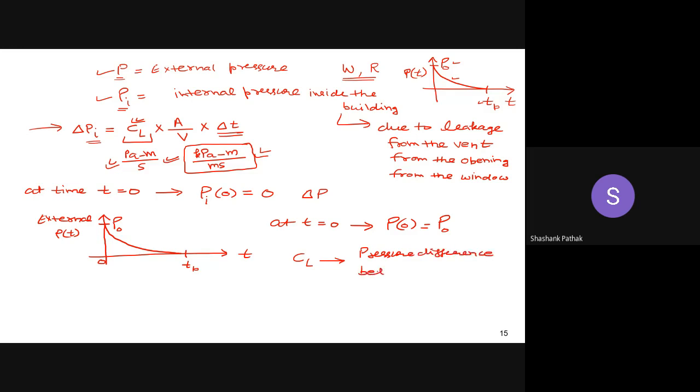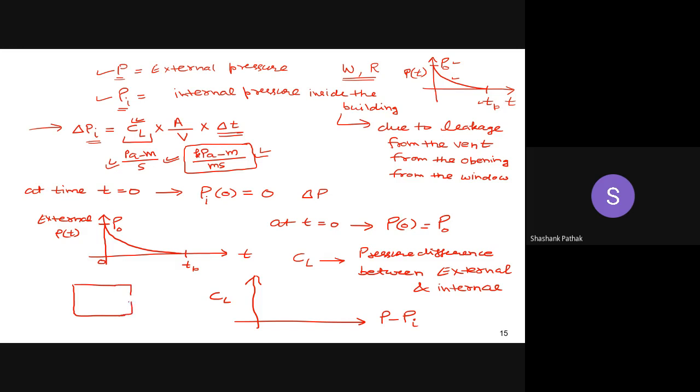Between external and internal, so basically CL and pressure difference. External pressure is P, internal pressure is PI. Suppose this is your building, and this is some opening. Here pressure is PI internal, here pressure is P outside, and this is causing some leakage.